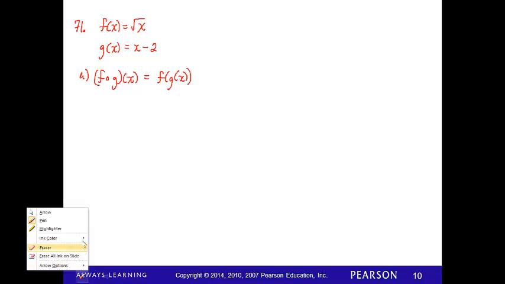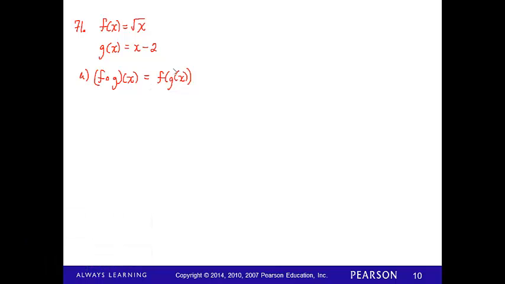So number 71. f of x is equal to the square root of x, and g of x is equal to x minus 2. Part A says find f∘g. So f∘g is just saying f of g of x. So you're going to take g and plug it into f. So that just becomes the square root of x minus 2.